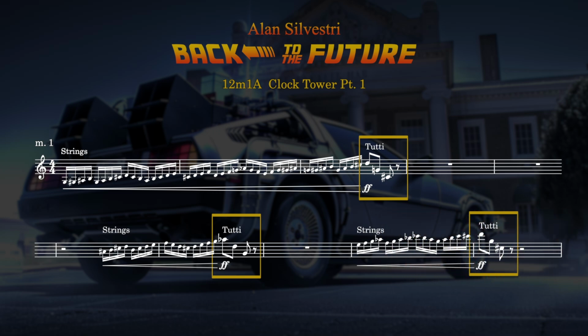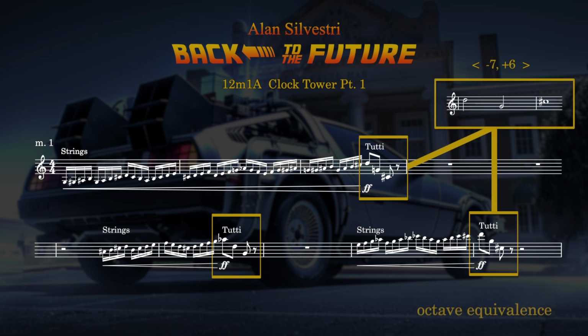If you hear this as another version of the same motive from before, then you are hearing octave equivalence. There's an interesting detail I left out. The second set of big orchestral hits is not the same intervallic series as the other two. It goes minus 6, minus 7 instead of minus 7, minus 6.